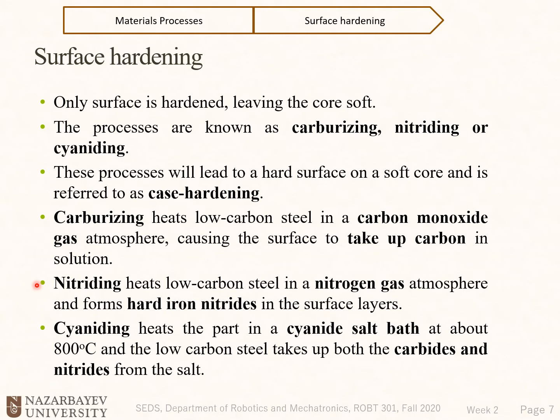Nitriding, very similar to carburizing, heats low carbon steel in a nitrogen gas atmosphere and forms hard iron nitrides in the surface layers. And cyaniding heats the part in a cyanide salt bath at about 800 degrees Celsius, and the low carbon steel takes up both the carbides and nitrides from the salt. So cyaniding is a combination of nitriding and carburizing because the surface will get both carbide and nitride. Yes, so we will have more carbon and nitrogen content.